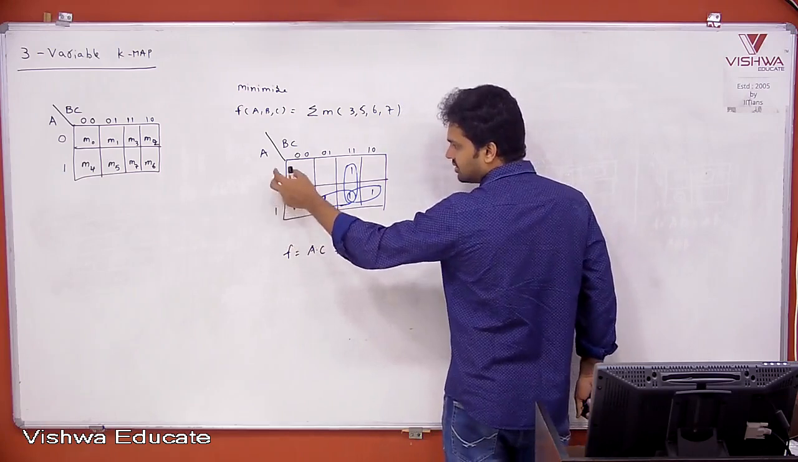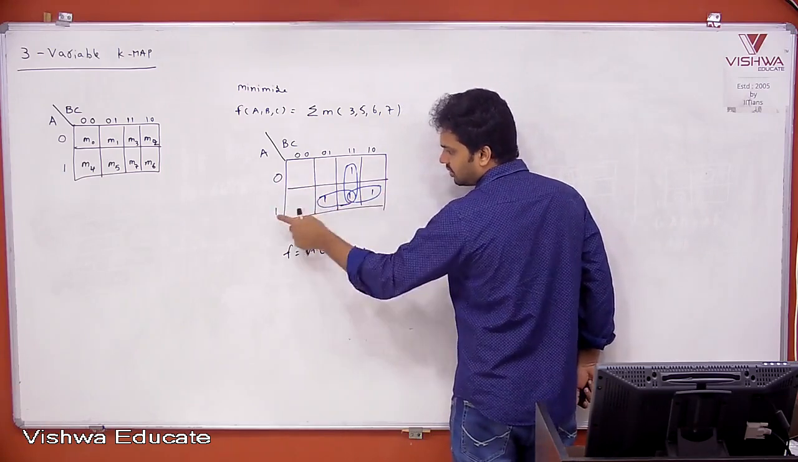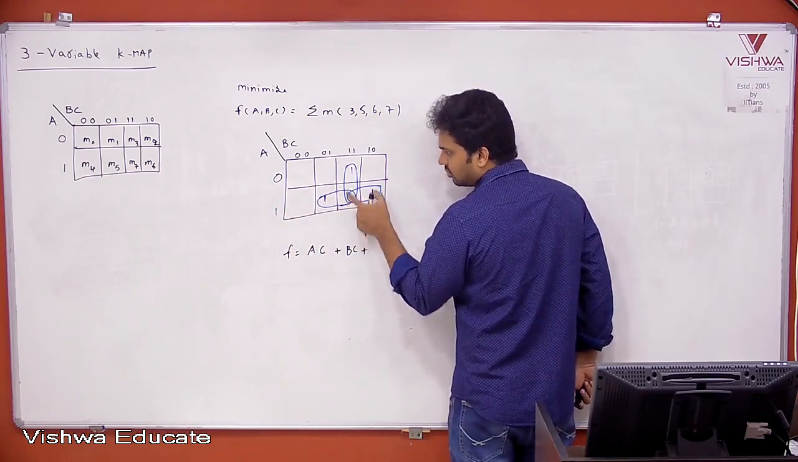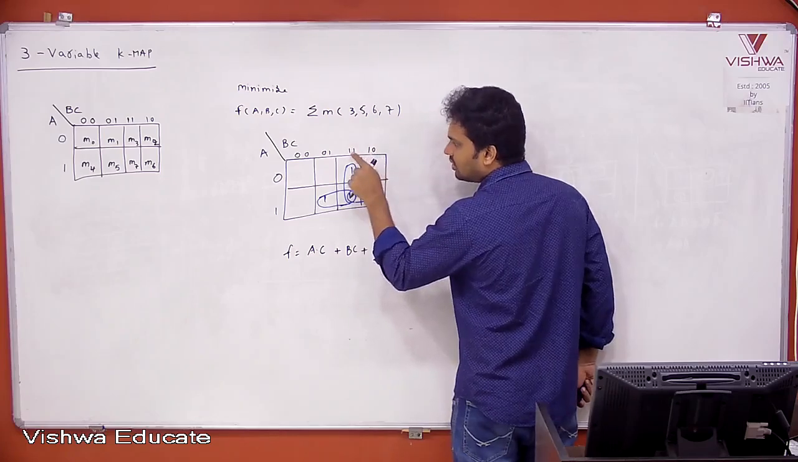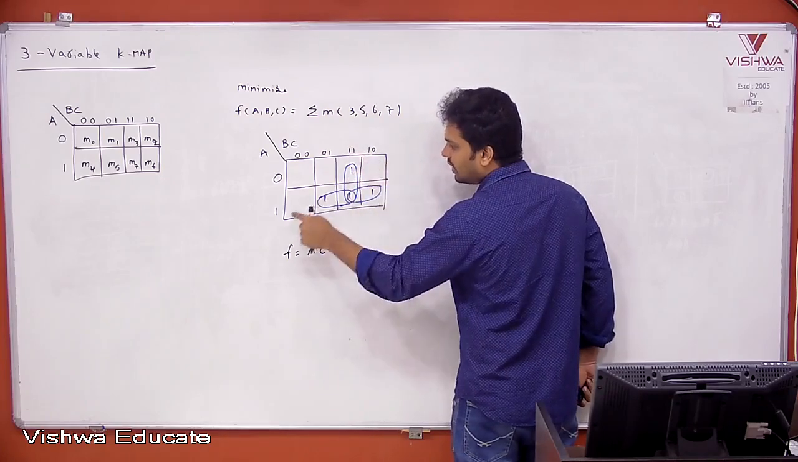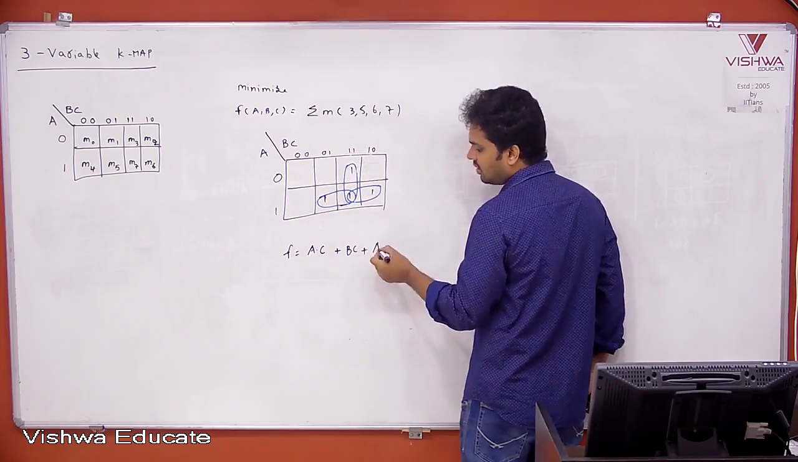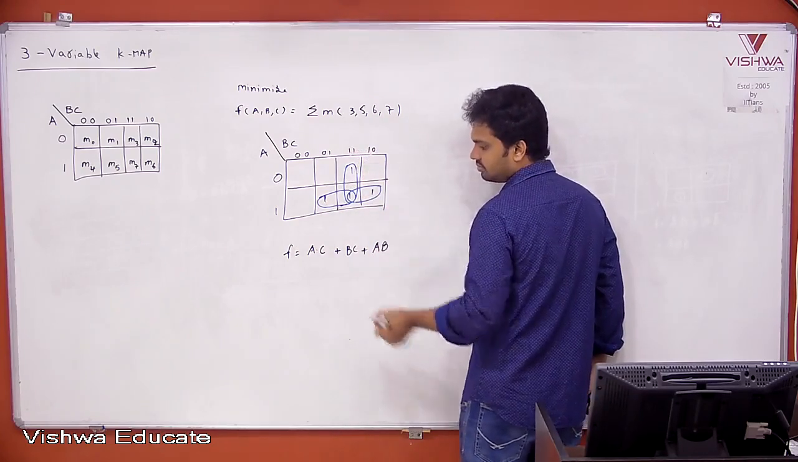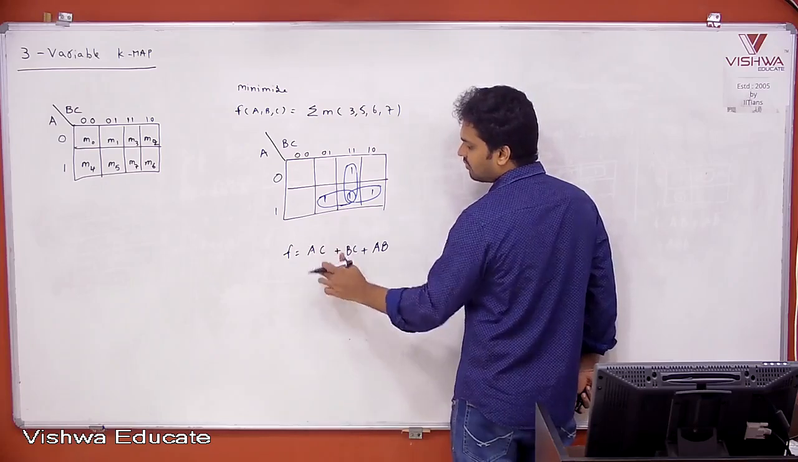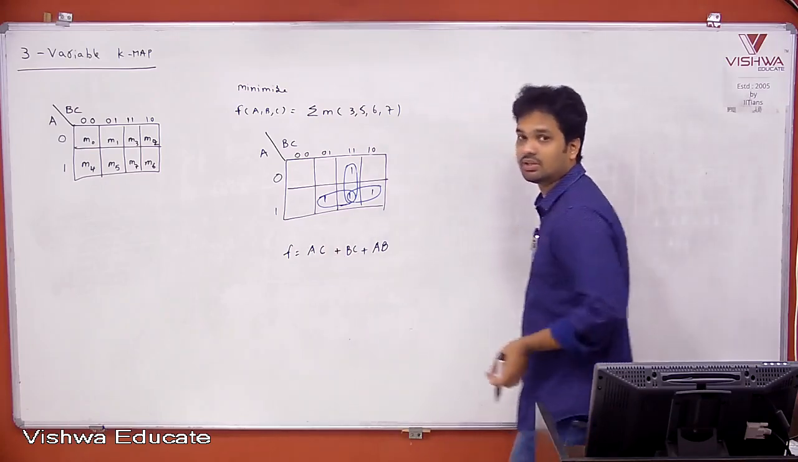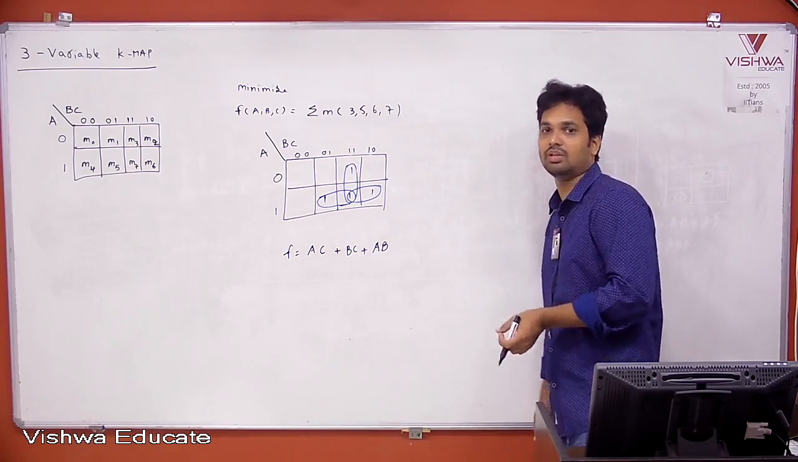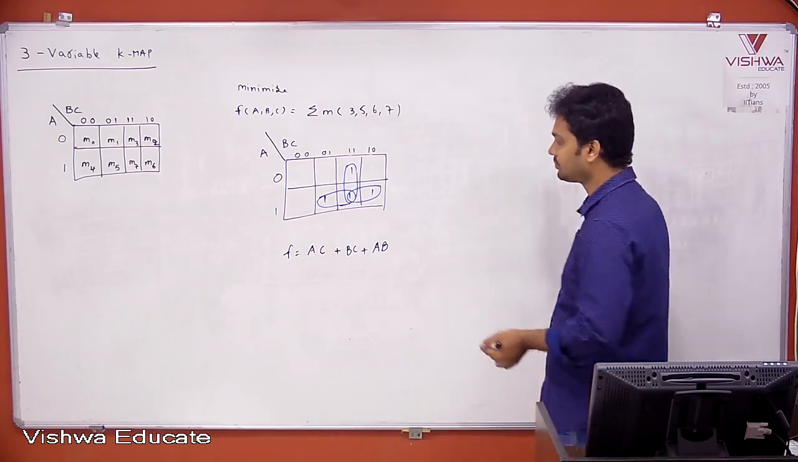Okay, is it clear? Now for this pair, A is 1, so A into what is common in both, B is 1, so A into B. You can neglect 1 plus 0. So what is the answer? F equal to AC plus BC plus AB.